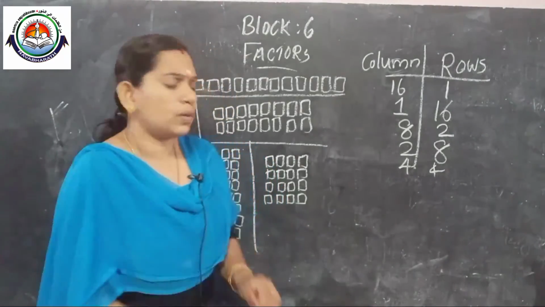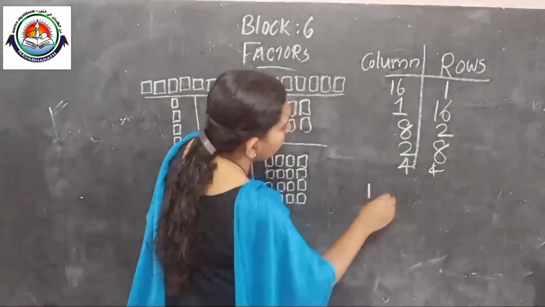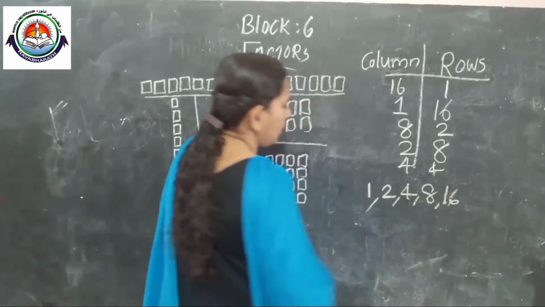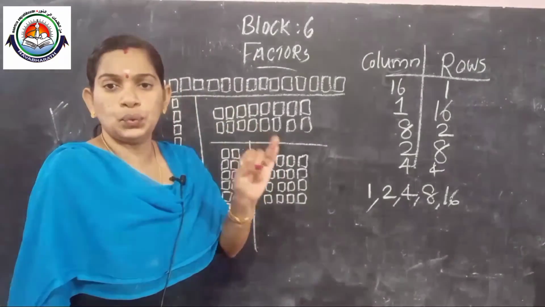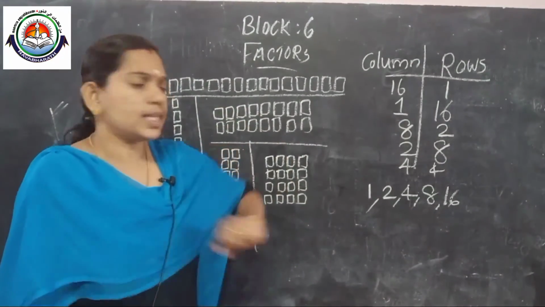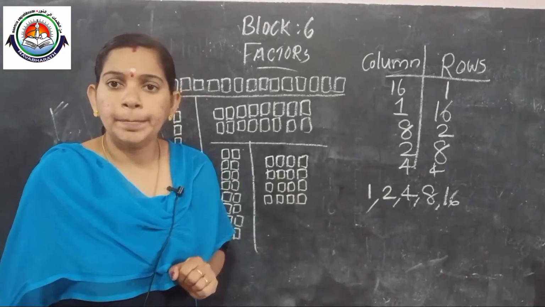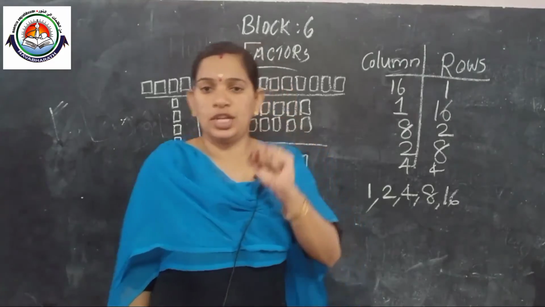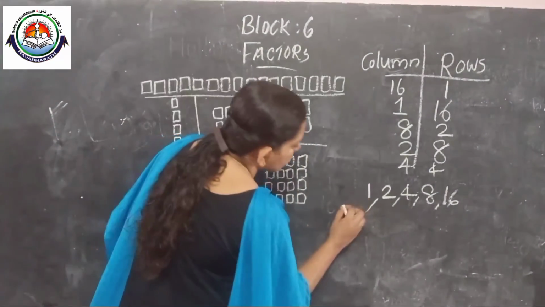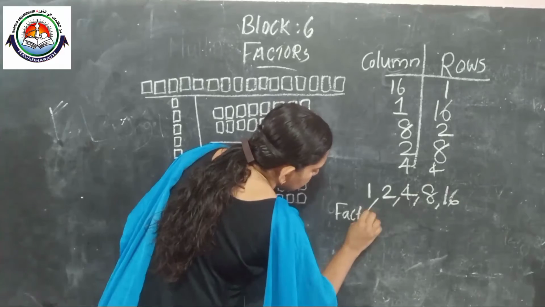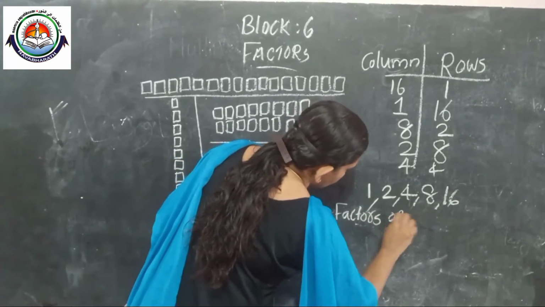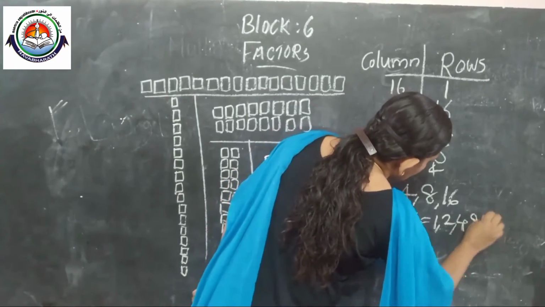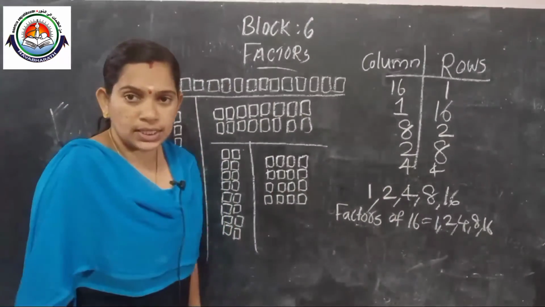So which are the numbers you found? 1, 2, 4, 8, 16. These are the only numbers here. So these numbers we say are the factors of 16. Factors of 16 are equal to 1, 2, 4, 8, 16. These are the factors of 16.